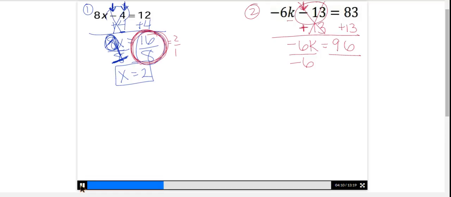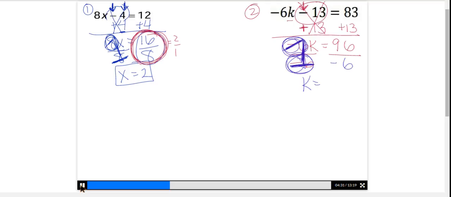And since there's a negative in front of the 6, I have to divide by it as well, because I again want that coefficient of 1. I want whatever is up here in front of that k, I need to divide by it down here so that I get that coefficient of 1. I'm left with just k.